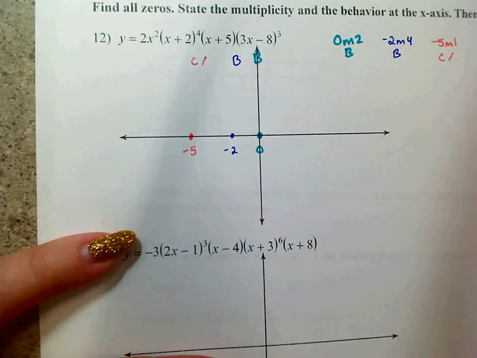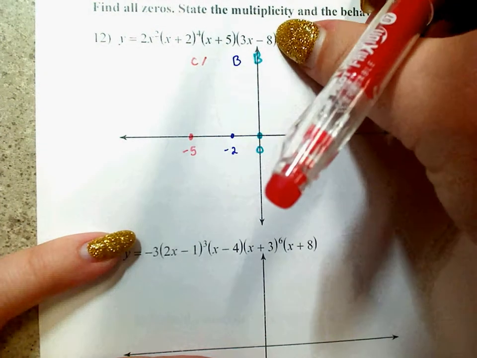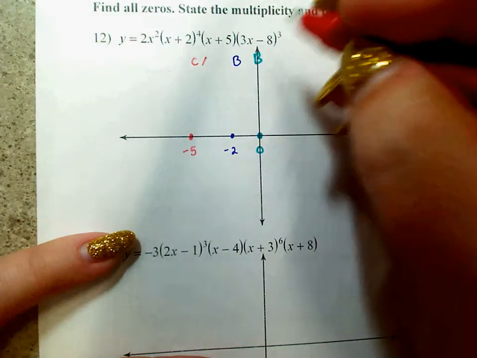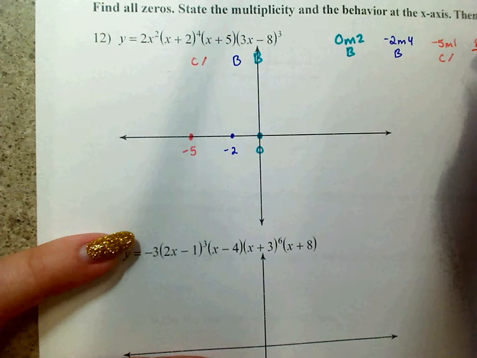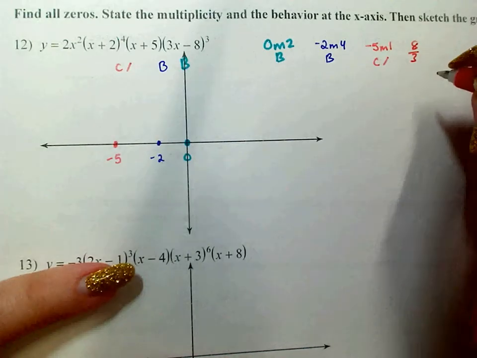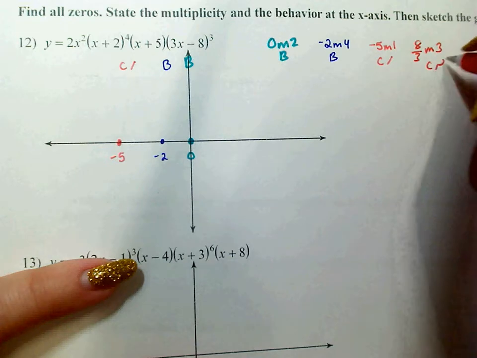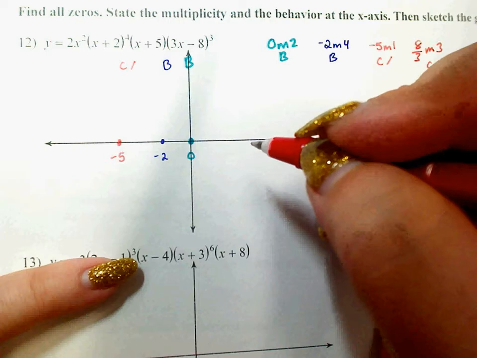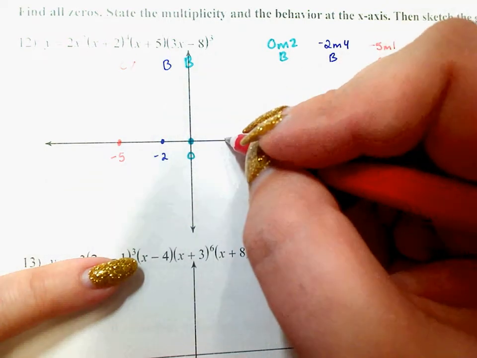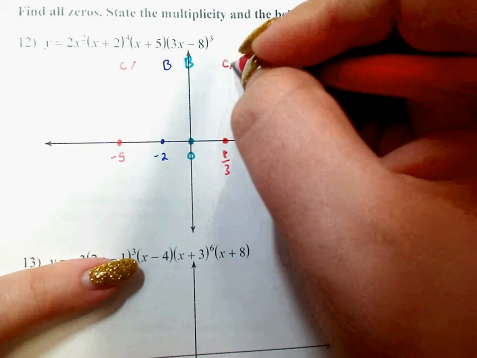And the last root is, I got to set this equal to 0. If you set 3x minus 8 equal to 0, you would add the 8 and divide by 3, or think reverse bottoms up, and the opposite of negative 8/3 is positive 8/3. So positive 8/3, and it has a power of 3, so multiplicity of 3 means cross with a wave. Okay, so positive 8/3 is 2 2/3, so just okay. And I'm going to cross with a wave.